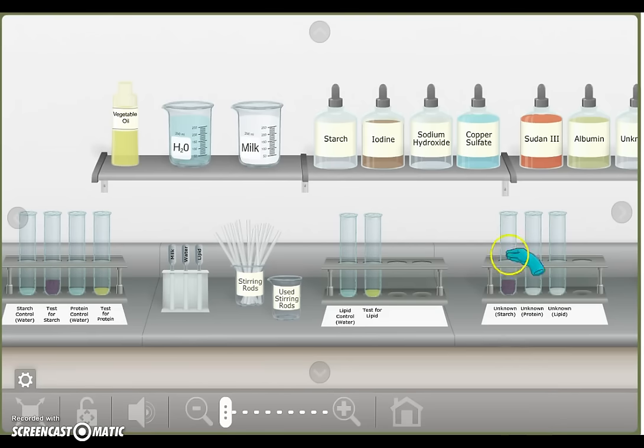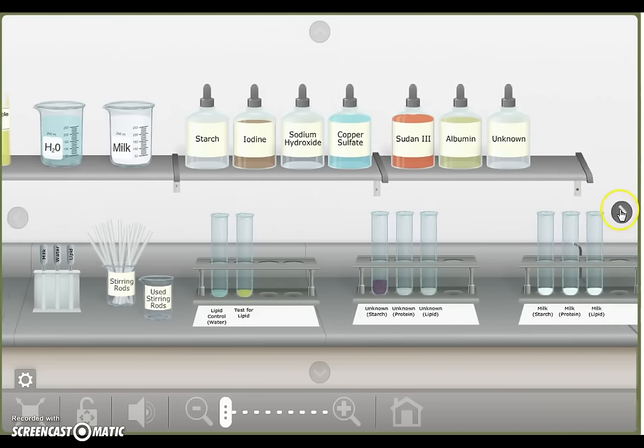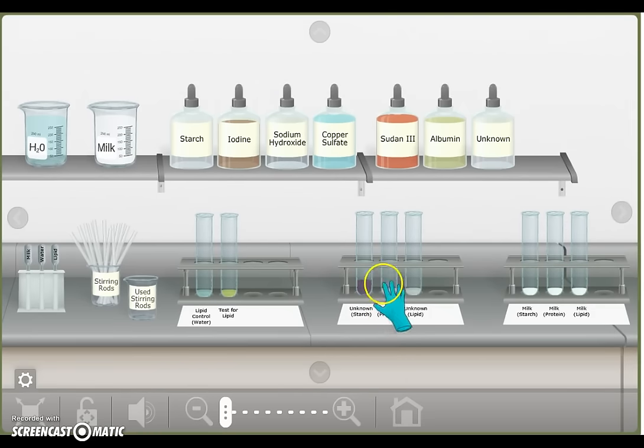Now we know in the unknown, here is what we have as a test for starch. Here is what we have indicated as a positive reaction for a starch. Very similar. And you're going to do the same thing to see if there is protein in the unknown, lipid in the unknown. Sorry, milk. Milk has the protein, or milk has the lipid. You're going to test for those.